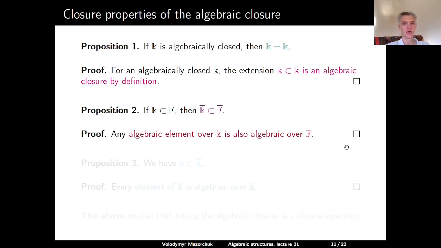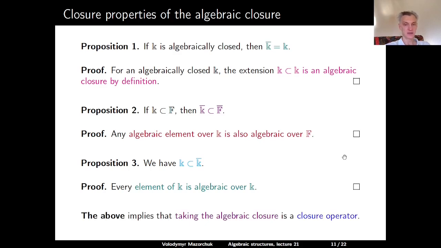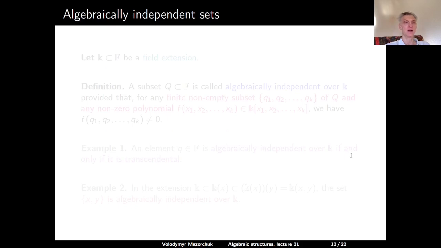That's it. And proposition 3. K is a subfield of its algebraic closure. Indeed, every element of K is algebraic over K, and this implies the statement. And these three observations together mean exactly that taking the algebraic closure is a closure operator. Okay, now let us talk about algebraically independent sets.